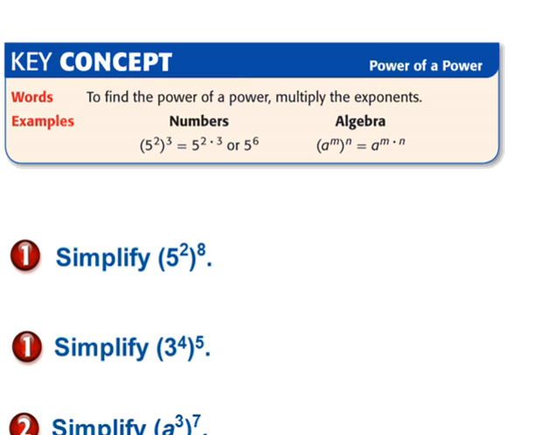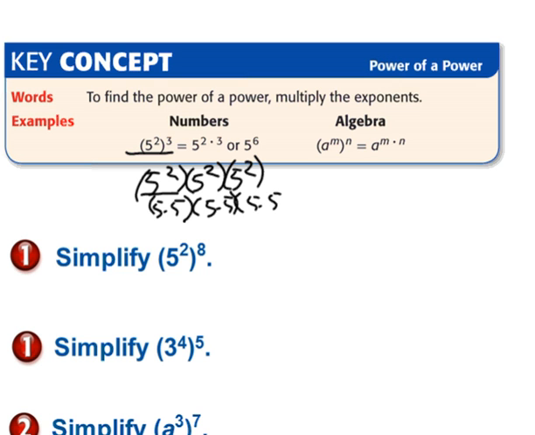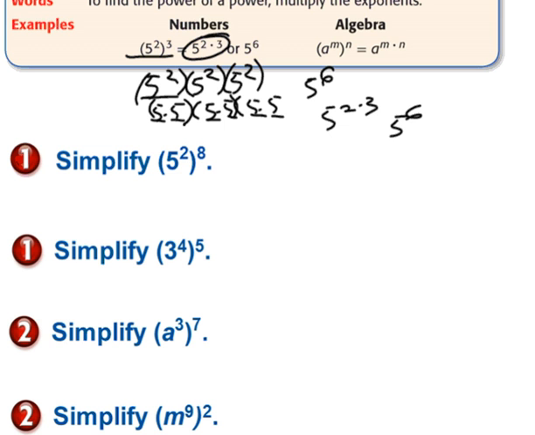The example that they've got, the key concept, is 5 squared to the third power. That's really saying 5 squared times 5 squared times 5 squared. And of course, 5 squared is 5 times 5, so it'd be 5 times 5 times 5 times 5 times 5 times 5, which is 5 to the 6th power. A shortcut method is to say it's 5 to the 2 times 3. Multiply the exponents together, and we'll get 5 to the 6th power. That will work, so that's a great simplification or shortcut.